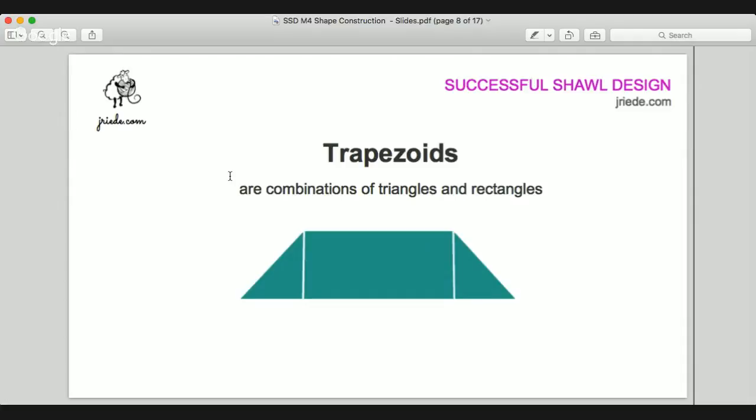Trapezoids are combinations of triangles and rectangles too. In this case, your knitting direction would be from the left towards the right, starting with 3 stitches again, increasing only on the left side in this case, until you reach your desired width of your shawl, then working straight and decreasing again, so forming the second triangle.